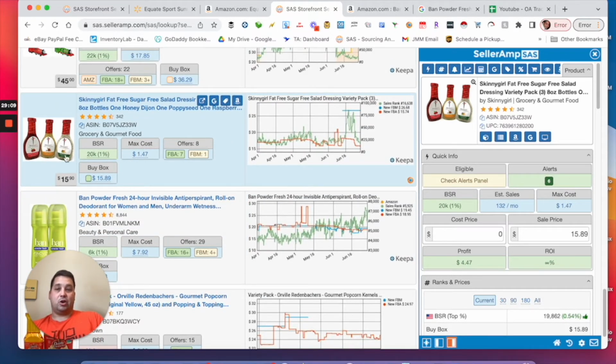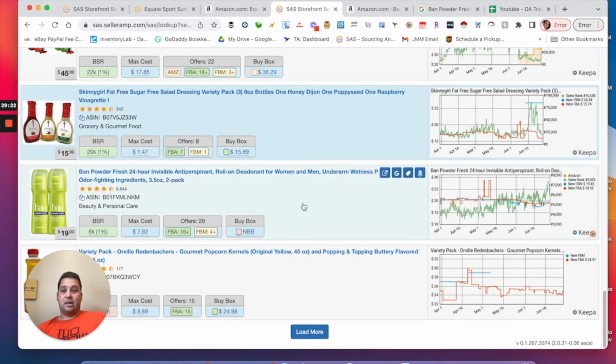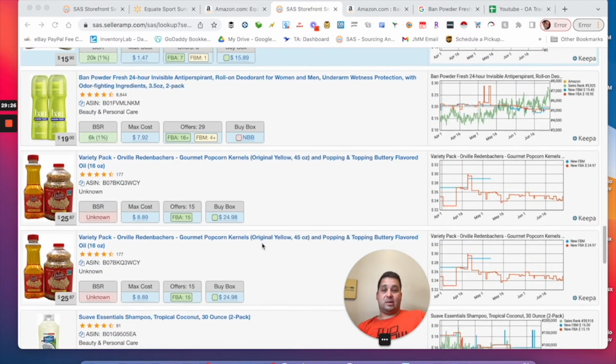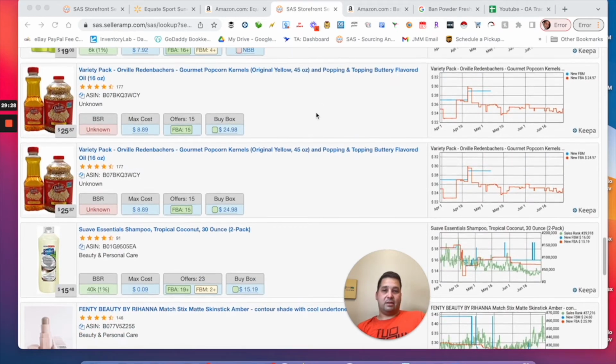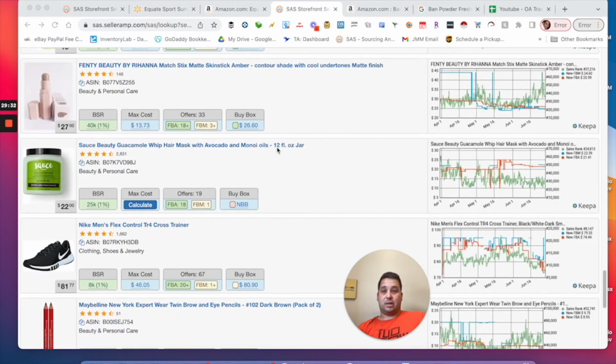So this, you're not getting 3 bottles for $1.47. It's just not happening. It doesn't really matter what's going on. It's probably wholesale or something, so I would just skip over that. This store seems to have some decent stuff, so I would just keep going through. This is saying the rank's unknown. I'm going to skip over that.